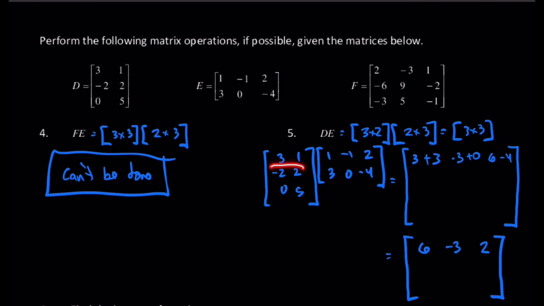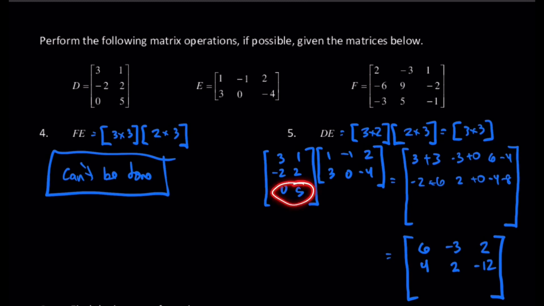Now we're going to repeat this process. Row 2, column 1, and that's going to go here. And that final result will go there. Negative 2 times 1 is negative 2. 2 times 3 is 6, and that gives me a 4. Okay, so now I'm doing this. Negative 2 times negative 1 is 2. 2 times 0 is a 0. That's a 2. Now I go row 2, column 3. Negative 2 times 2. 2 times negative 4. Negative 2 times 2 is negative 4. 2 times negative 4 is negative 8. A negative 4 and a negative 8 is a negative 12.